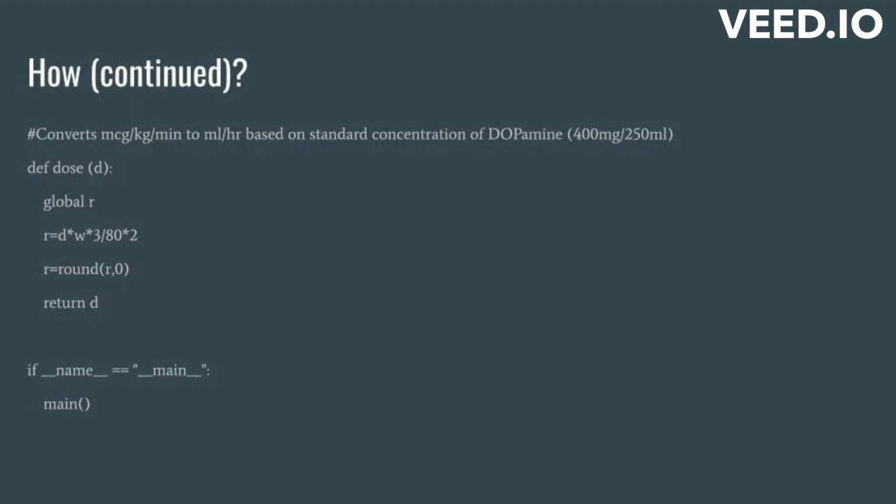The dose function converts user input to the dose in micrograms per kilogram per minute into milliliters per hour. This is based on a standard concentration of dopamine, which in this case is 400 milligrams in 250 milliliters.